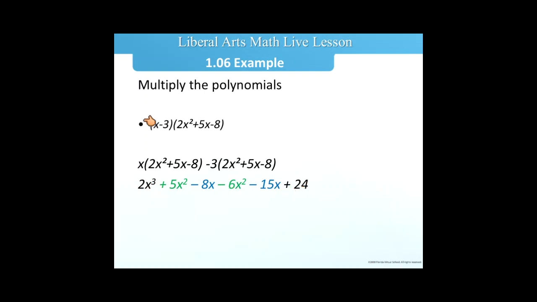So whenever you have a binomial times a trinomial, most of the time it's going to be x to the third, 2 x squareds, and 2 x to the first, and one number. So 5x squared minus 6x squared, we get negative 1x squared, so minus x squared. Negative 8x minus 15x, we get a negative 23x.